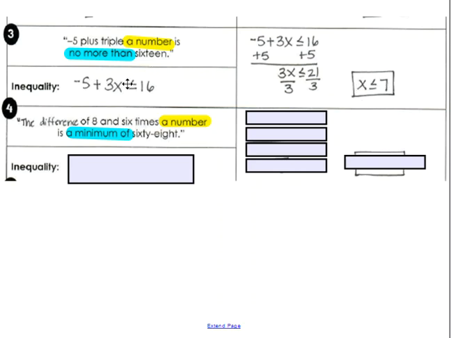X needs to be less than or equal to 7 to make this true. If it's not, then this won't be true. So there's a whole bunch of values that will work, but they all need to be less than or equal to 7 for this to be true.